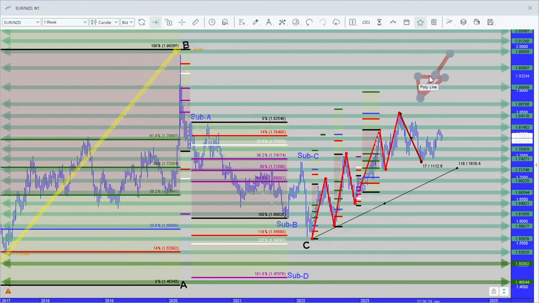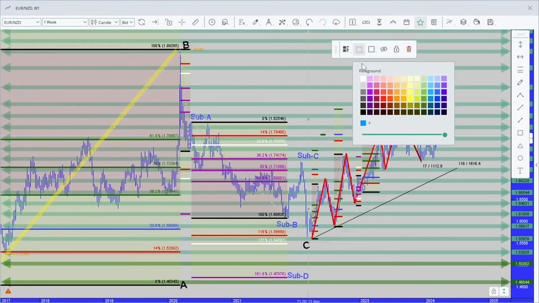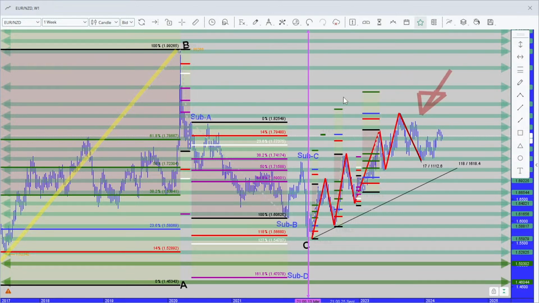But this doesn't change the fact that Euro New Zealand, starting from this vertical line, the violet line, from the violet line on, is in an uptrend, an up market wave, and up Fibonaccis.